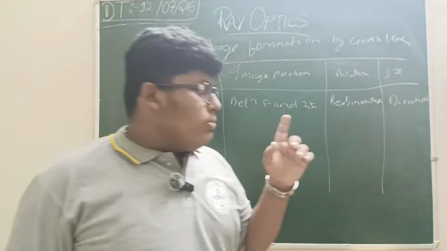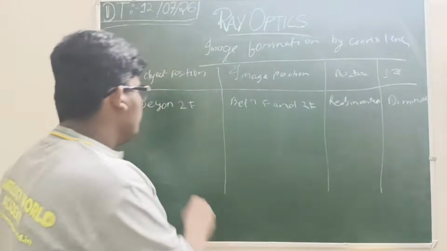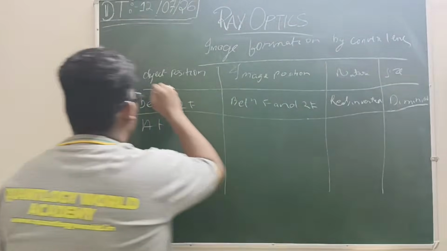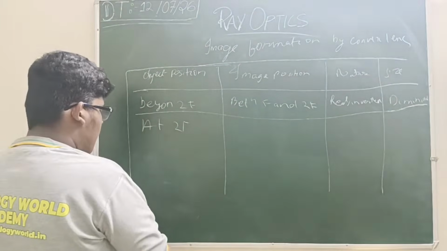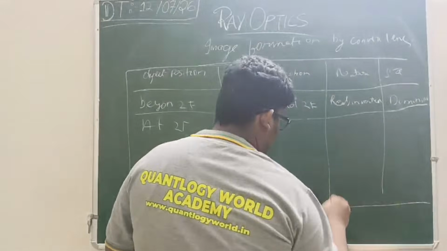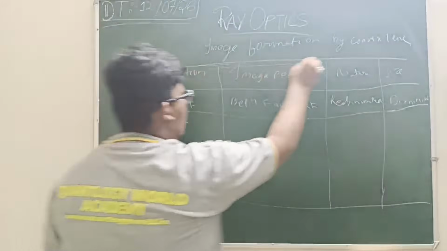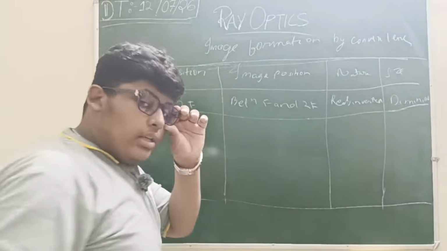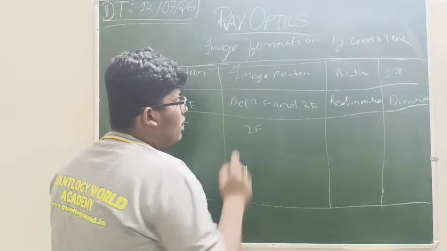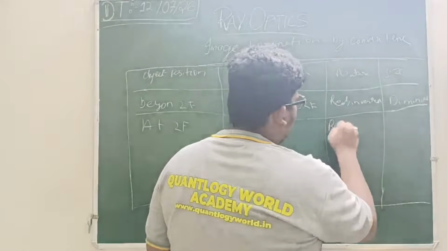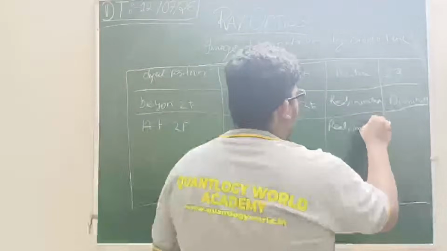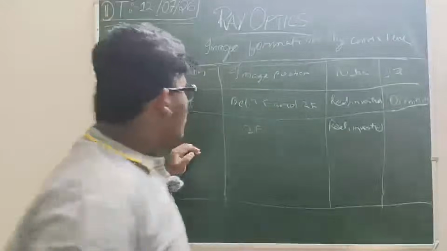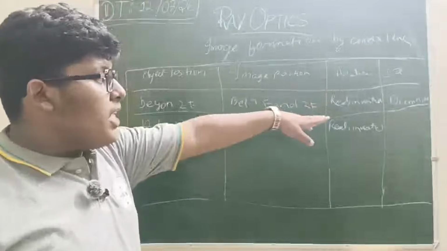The next is when the object is placed at 2f. When the object is placed at 2f, then the image will be at 2f. The nature will be real and inverted, and again the size will be the same size, as the object position and image position are the same, so the size will be the same.